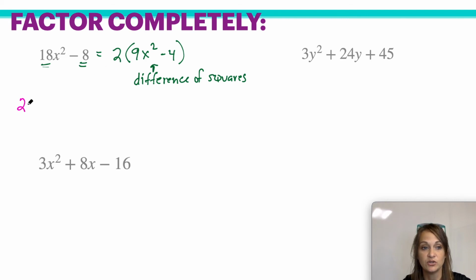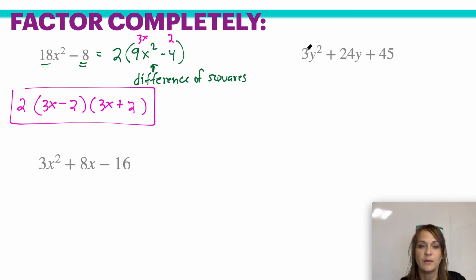I'm going to bring the 2 down front. And what squared gives me 9x squared? And the answer is 3x. And what squared gives me 4? And the answer is 2. So this would be 3x minus 2, and this would be 3x plus 2.